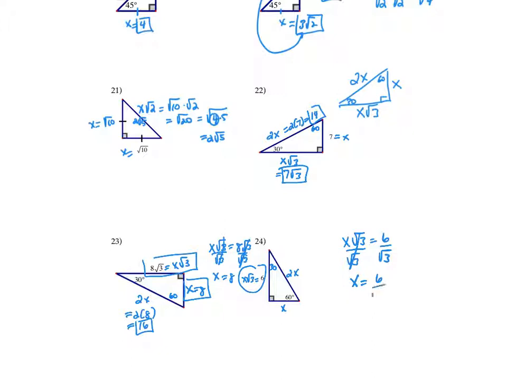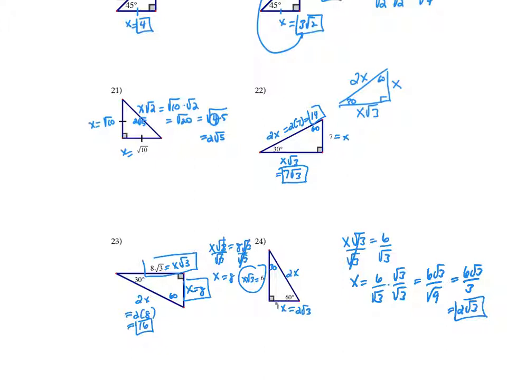So you have 6 divided by the square root of 3, multiply top and bottom by the square root of 3, and we get 6 square root of 3 over the square root of 9, which becomes 6 square root of 3 over 3, and that would become 2 square root of 3. Okay, that's a lot of work to solve for x.